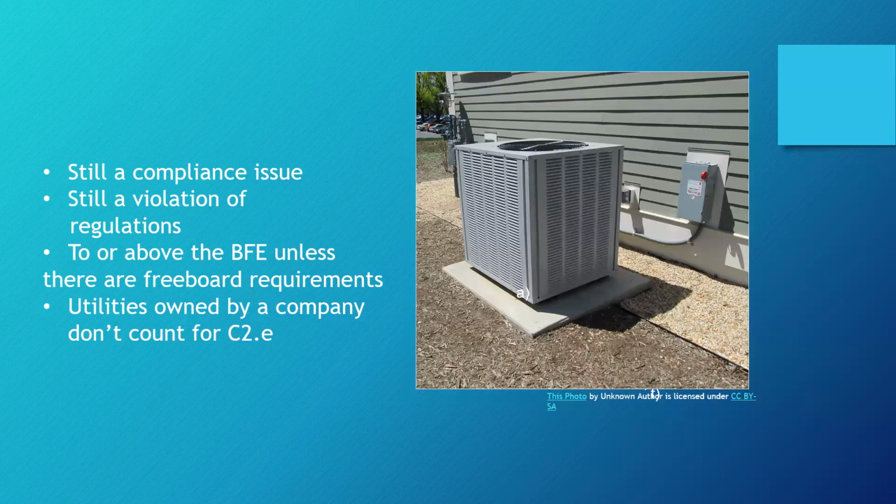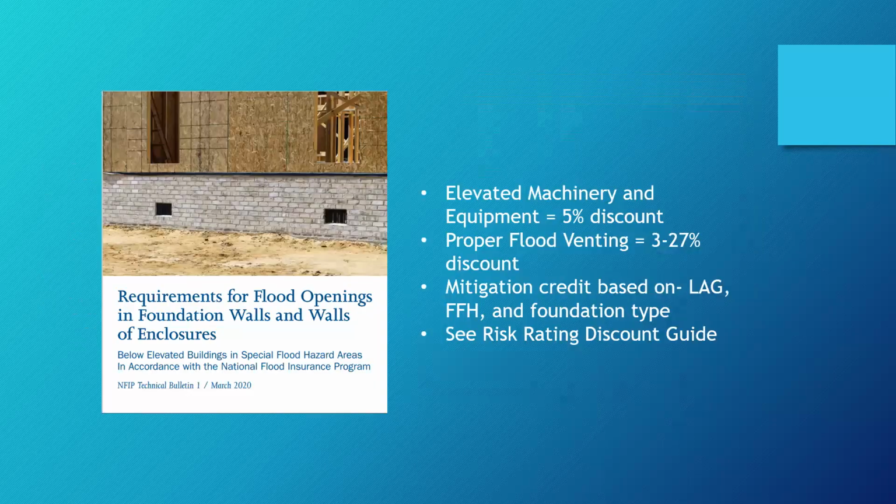So the only question about machinery and equipment on the flood insurance application is about mitigation credits, and that is a flat 5% credit if you have it elevated high enough depending on your building diagram foundation type. And then again, Technical Bulletin 1 has the requirements for flood openings in foundation walls. And then yeah, proper flood venting, having the openings, between 3 and 27% discount. I showed that chart yesterday, but if you want to see it, you can look at the Risk Rating Discount Guide.